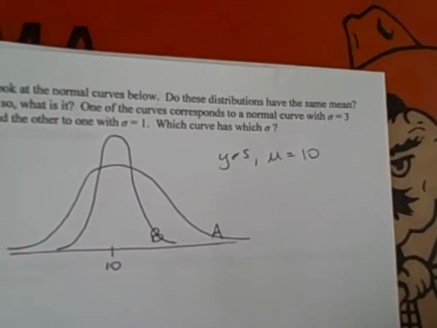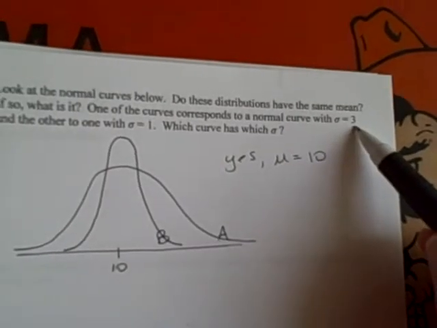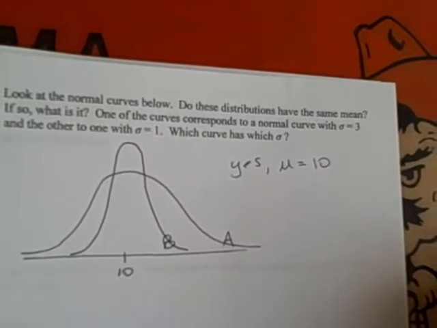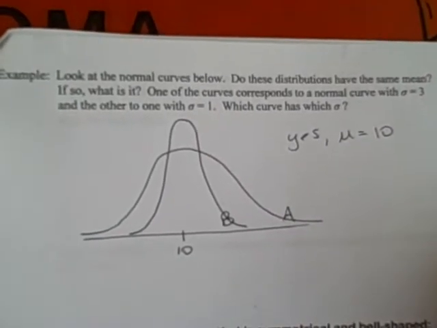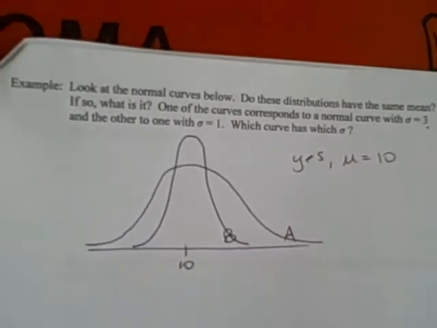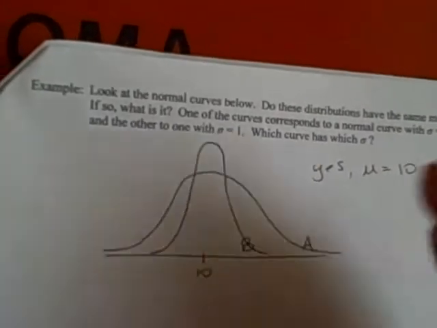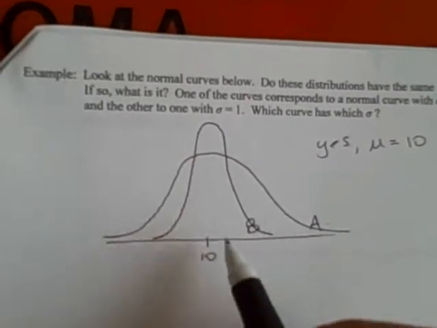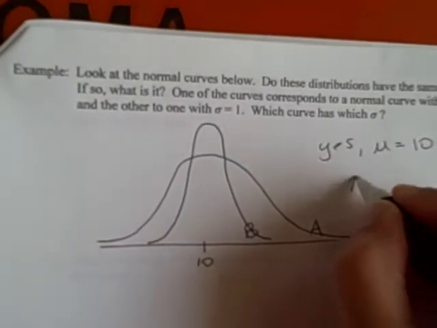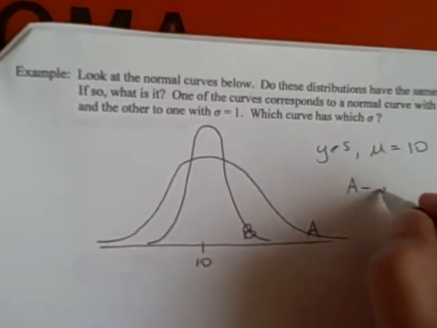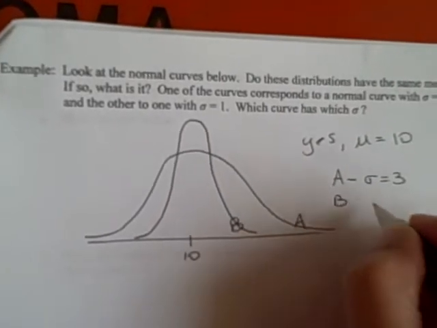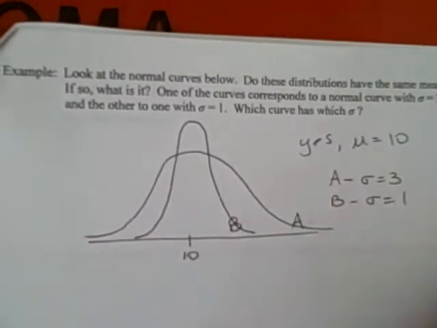One of these curves corresponds to a normal curve with a standard deviation of 3 and the other to one with a standard deviation of 1. Which curve has which standard deviation? Okay, well, a standard deviation of 3 means more spread out. Well, if you notice, curve A is more spread out. Curve B is really tall. Everything's bunched up together. So that would mean that A goes with the standard deviation equal to 3, and graph B goes with the standard deviation that equals 1.